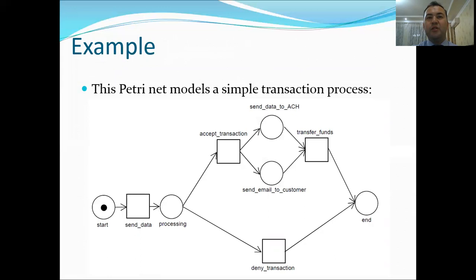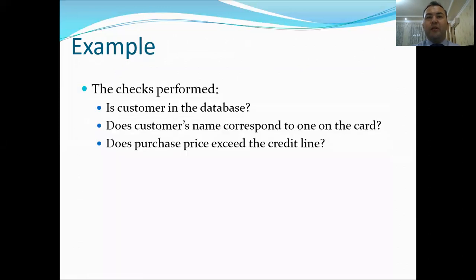This means that the place processing implies a non-deterministic choice, which is resolved by means of some logical computations performed inside of this place. We're assuming that the system only checks whether, first, the customer is in the database, second, whether his/her name corresponds to the credit card name provided, and third, whether the purchase price exceeds or doesn't exceed the credit line. Upon performing the check, if data provided is correct and purchase price does not exceed the credit line, then the next transition fires.